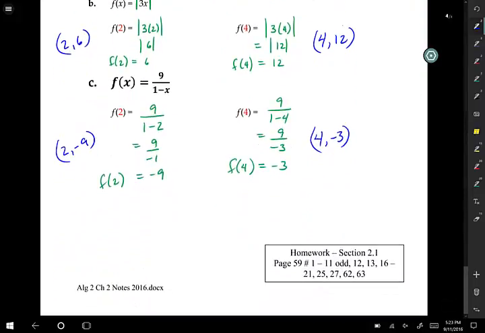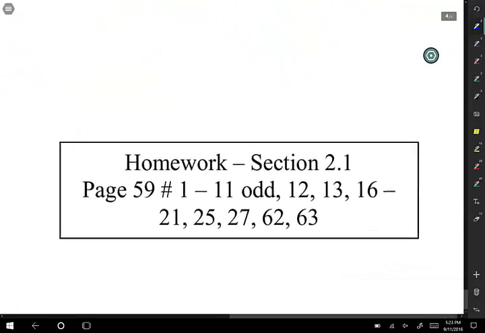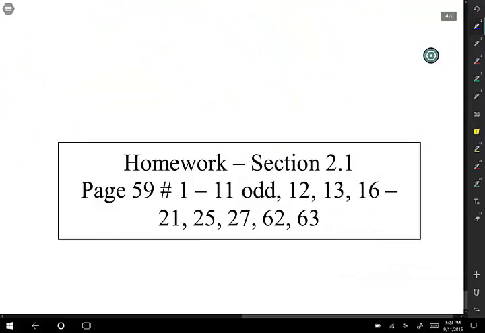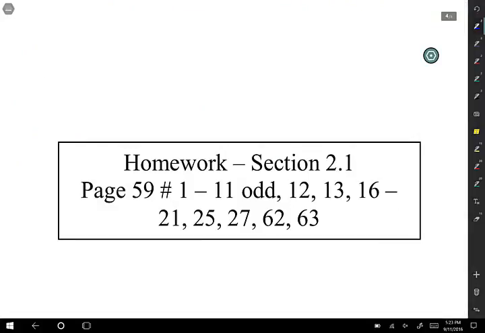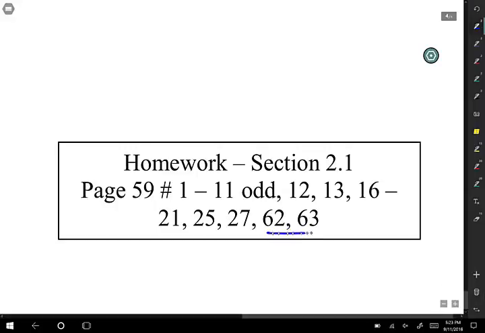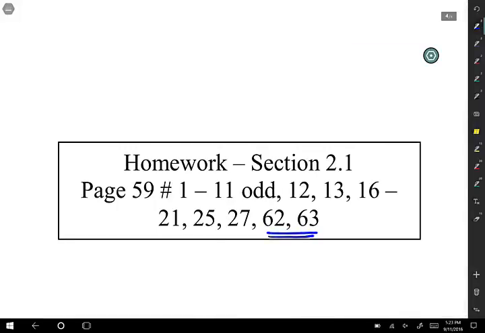Our homework tonight is on section 2.1 on page 59, 1 through 11 odd, 12, 13, 16 through 21, 25, 27, 62, and 63. On 62 and 63, they're going to provide us some standardized multiple choice practice like we saw in what's coming up on our ACTs.